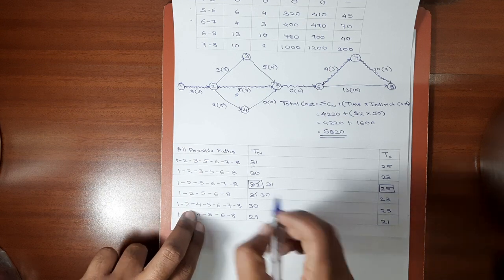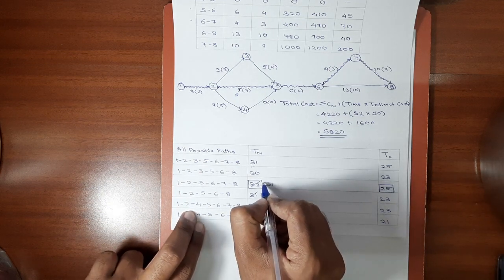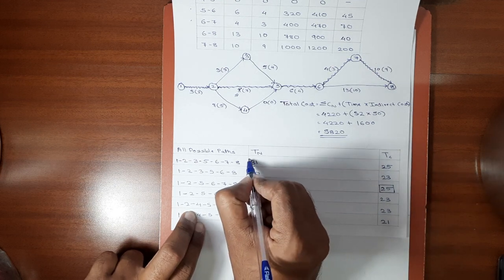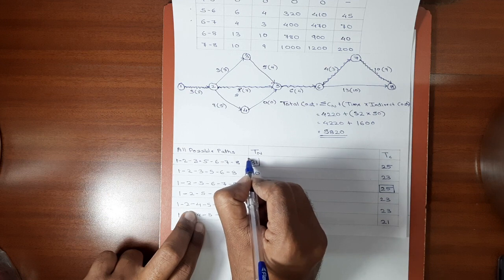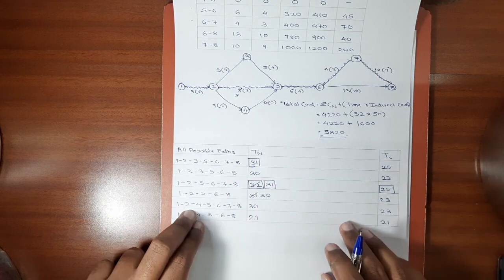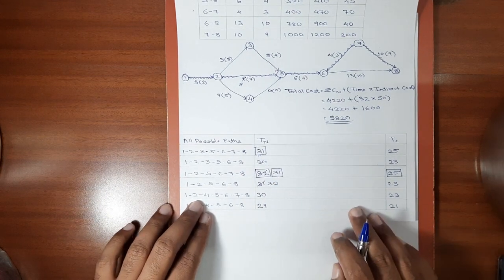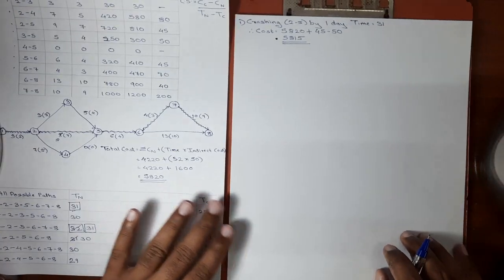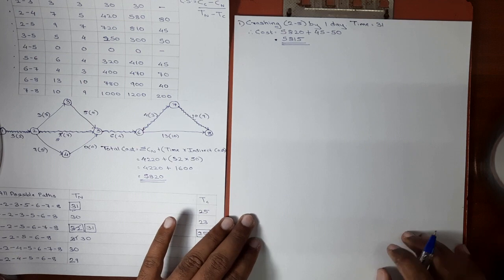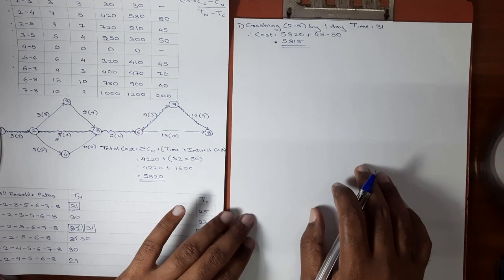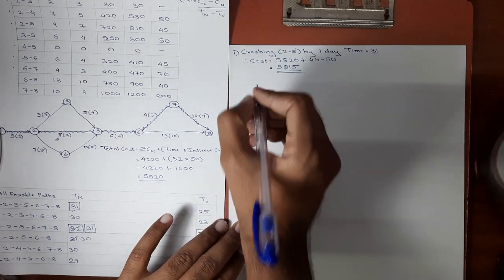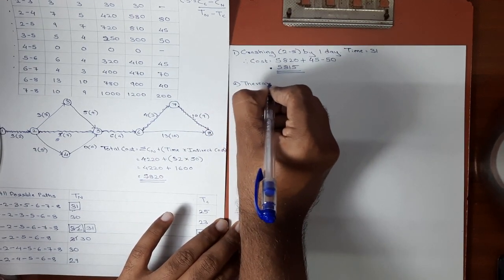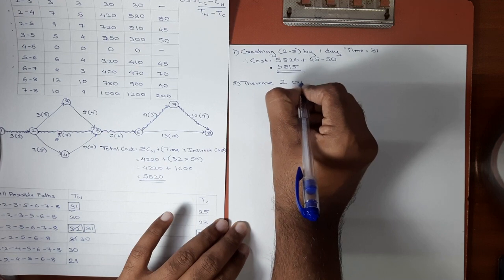Now if you see this path, our critical path, the duration is now 31. First path also has the same duration, 31. So now as the duration of two paths is same, we have two critical paths. Okay. Now second step of crashing. There are two critical paths.